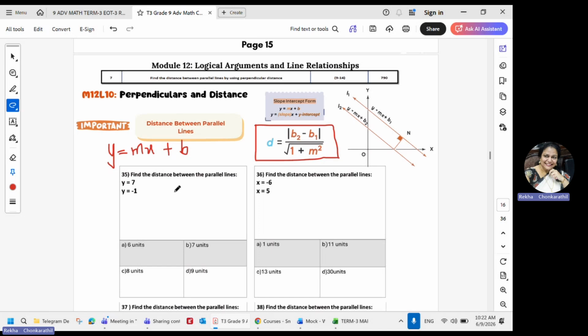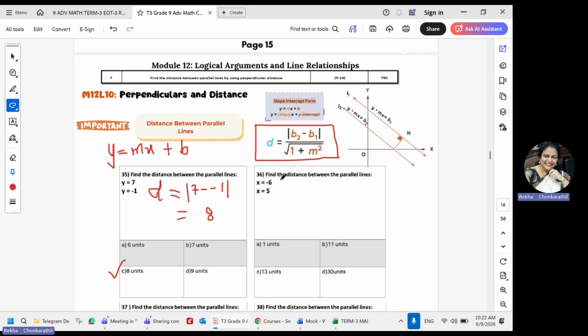So how will you write the equation here? D equal, you can write any number first, but don't forget to put the negative sign in the middle. So can I use B1 minus B2 if you want? 7 minus minus 1. Close the absolute. So it is 8 units. 8 units, this is the option.